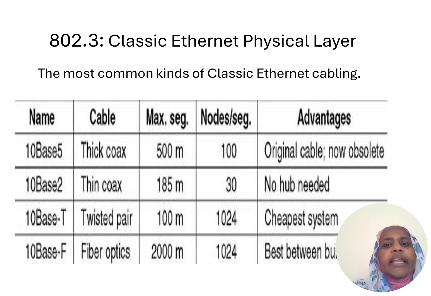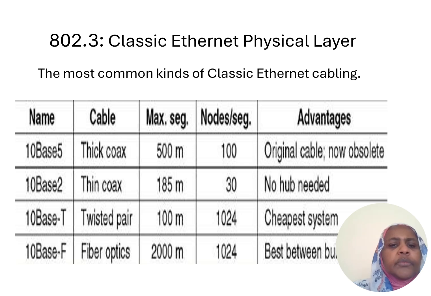The classic Ethernet cabling. Originally, it was thick coaxial cable that runs for 500 meters and has 100 nodes per segment. It was divided by repeaters, and this was the original cable, and it's now obsolete. 10Base2 thin coaxial cable runs for 185 meters, and it holds 30 nodes per segment and doesn't need a hub.